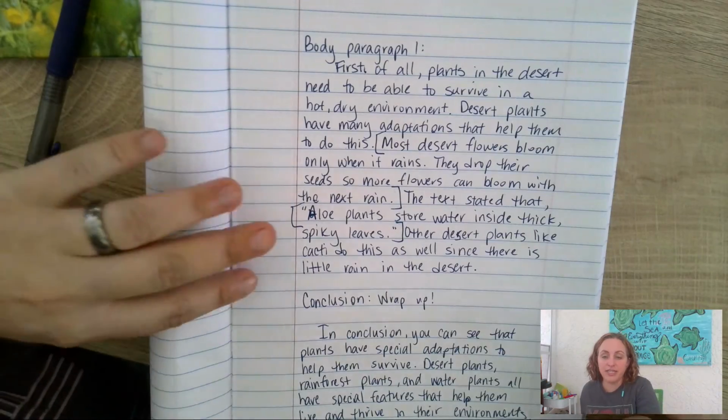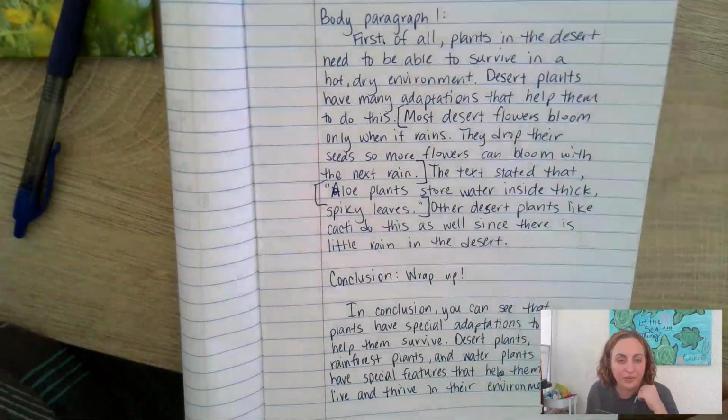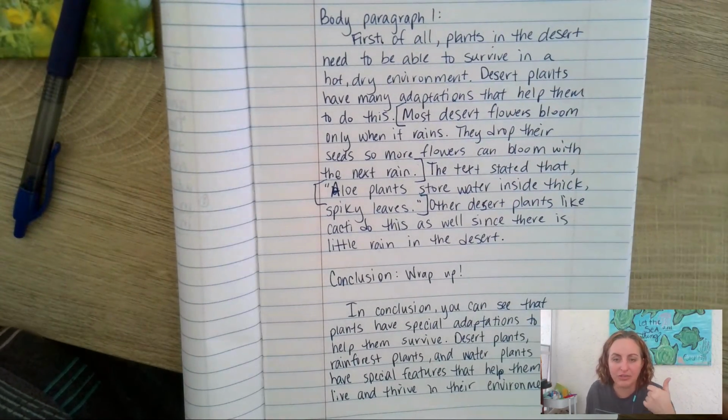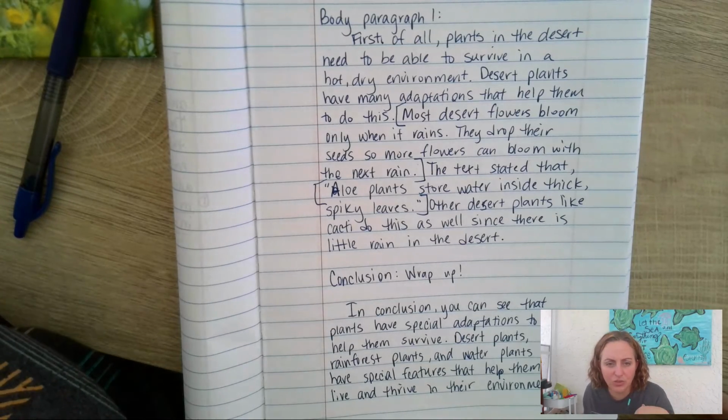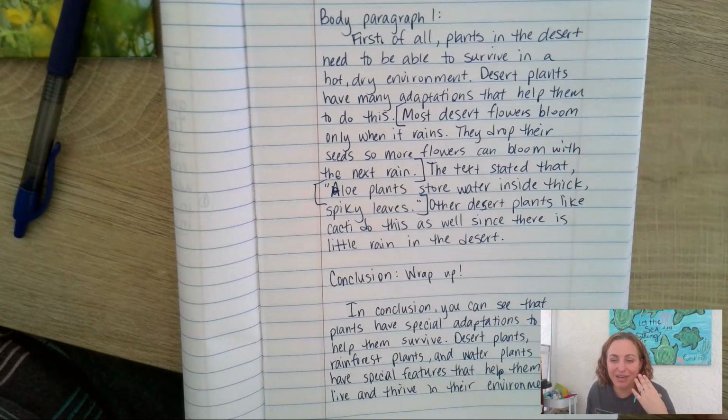You don't want to just say, well, they lost their food. What food did they lose? Why did they lose it? How did they lose it? What did they do as a result? Okay? Be very careful about that.